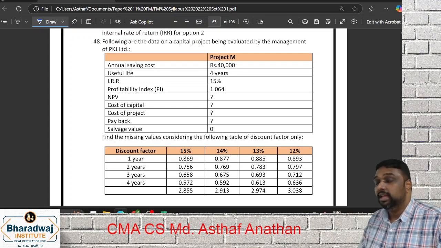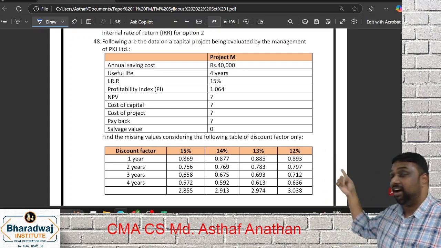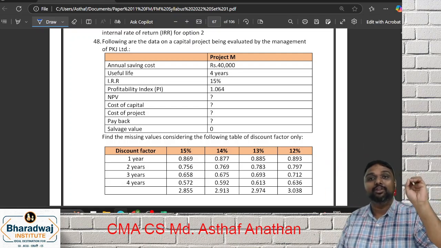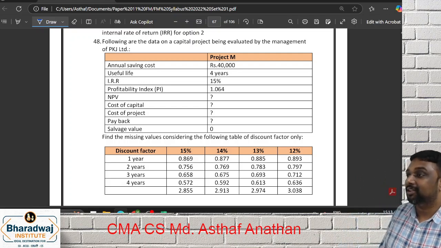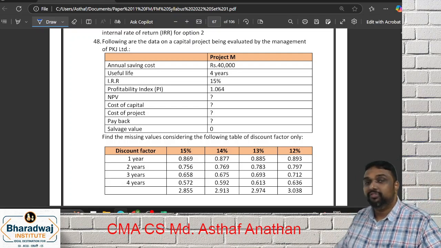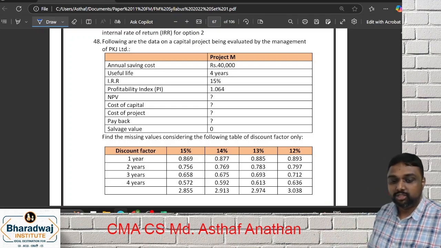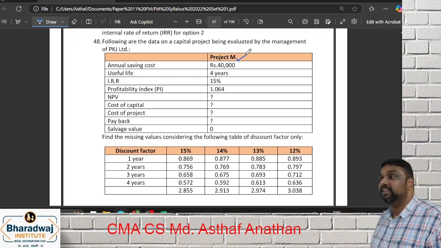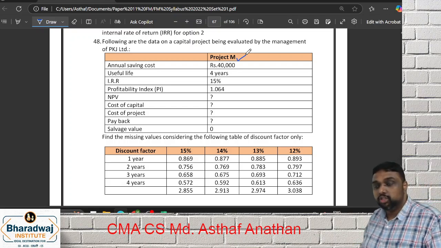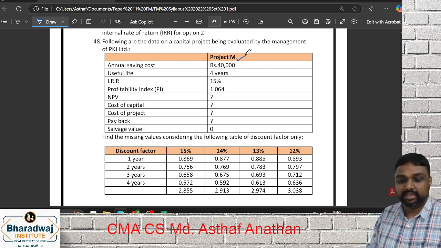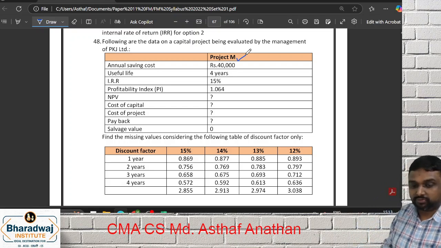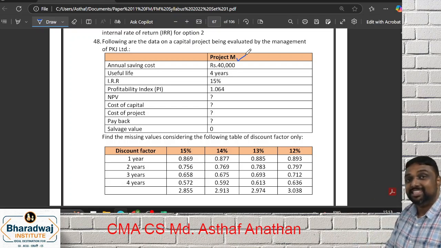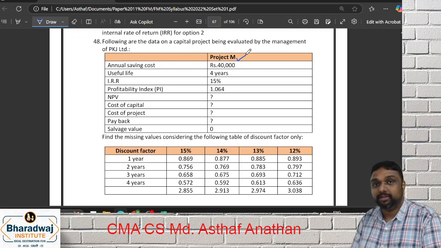Reverse question. See, if they ask a direct question, they may not give you CFNT. Otherwise, they will ask an indirect question. So in the indirect question, they have given annual cost saving 40,000. Savings is otherwise called inflow. Useful life 4 years, IRR 15%, profitability index 1.064. Salvage value is nil. Let's see how many of you are able to recall how to start.